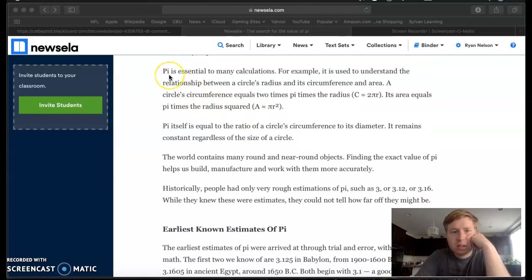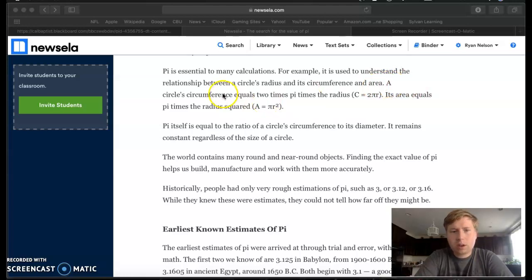Let's keep reading. It says pi is essential to many calculations. For example, it is used to understand the relationship between a circle's radius and its circumference and area. Okay, so where have I heard these words before? I've heard what circumference and area were. When did I do that? I did that just earlier this week. We learned about circumference and area. That's right. So let's keep reading. Maybe it'll tell me more about circumference and area and how it relates to pi.